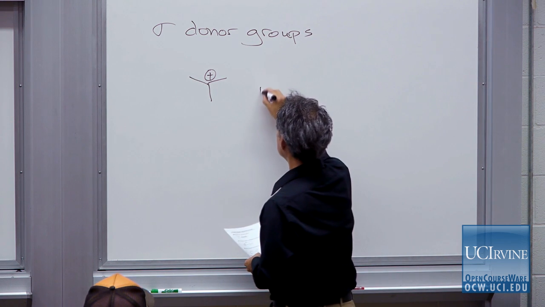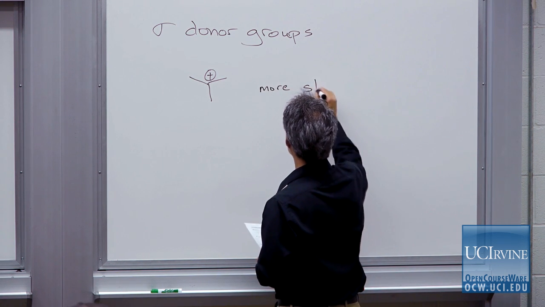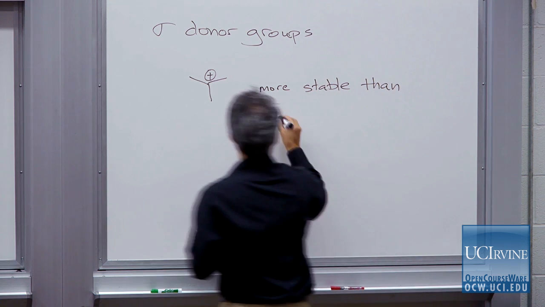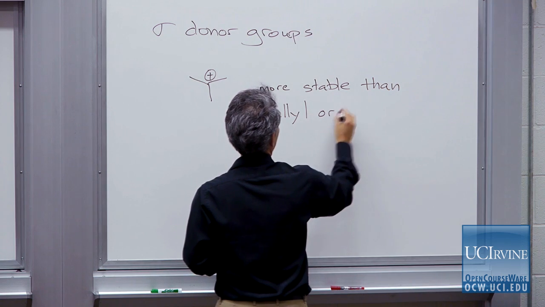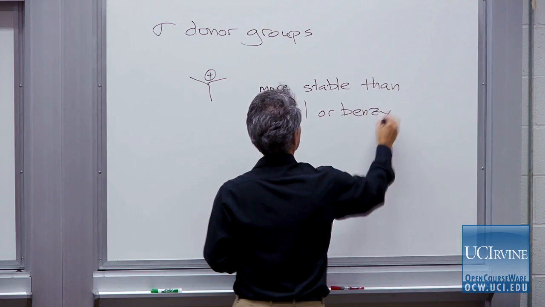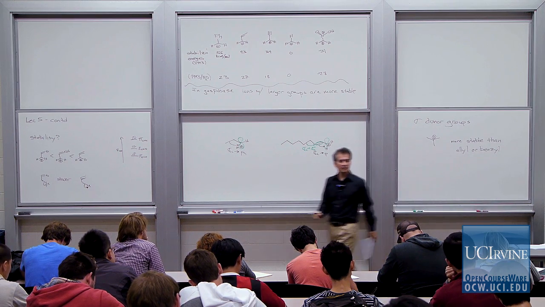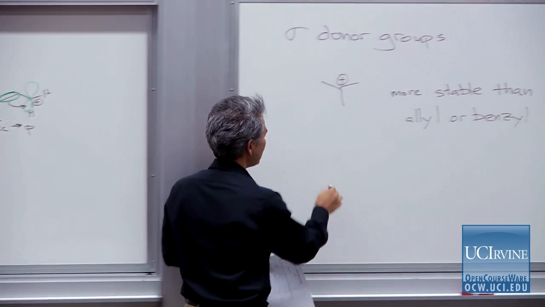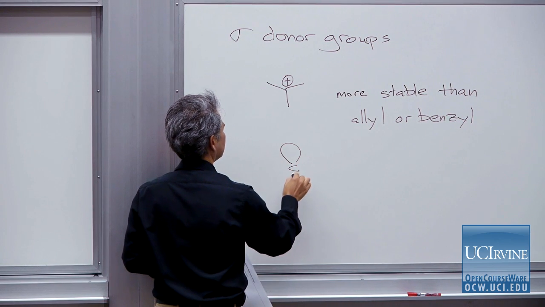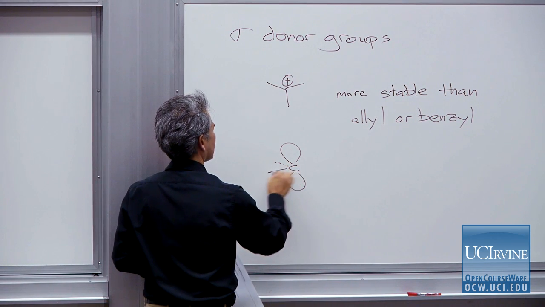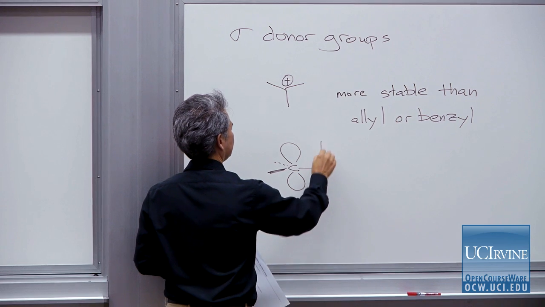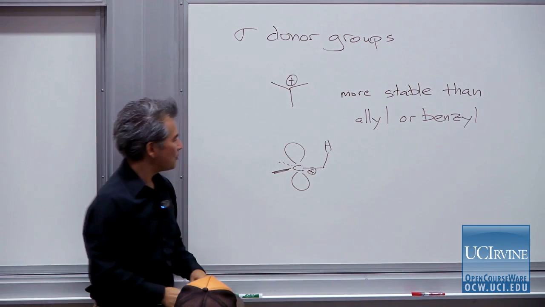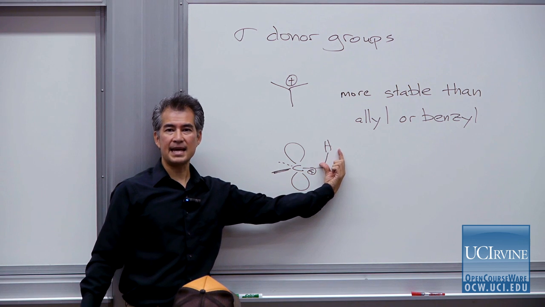One point that I want to make is that t-butyl carbocations are more stable than allyl or benzyl cations. And so why is it? What's the nucleophile that's donating into that empty orbital? Let me remind you what's donating into that empty orbital in a t-butyl carbocation. What's stabilizing this t-butyl carbocation is the donation of these filled orbitals, the CHs.